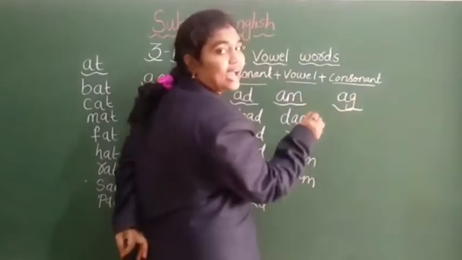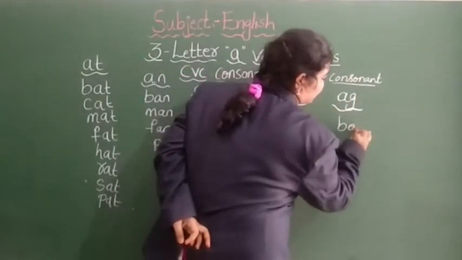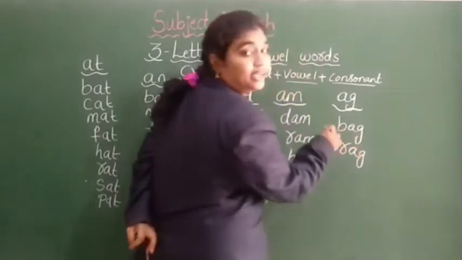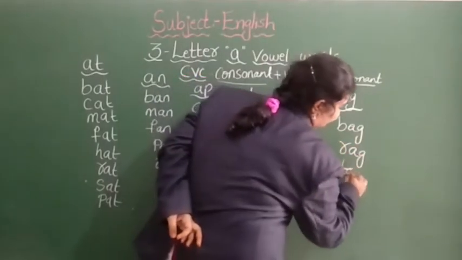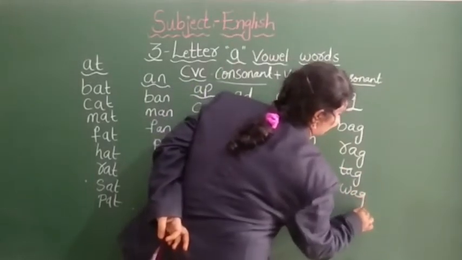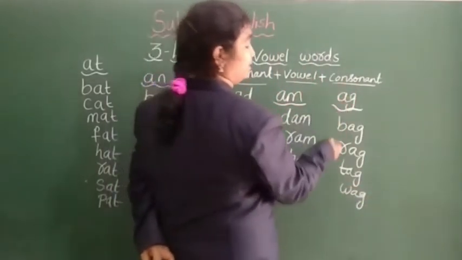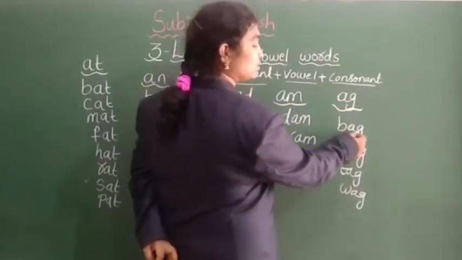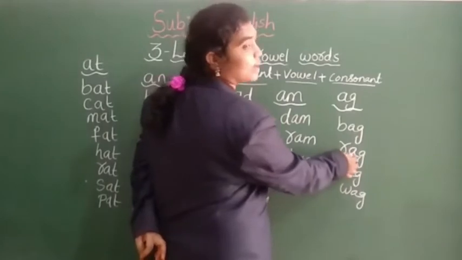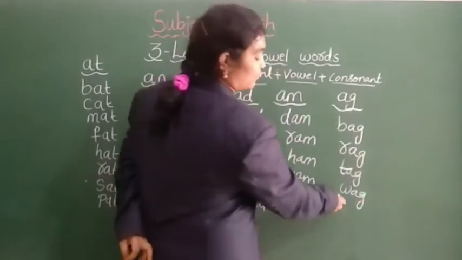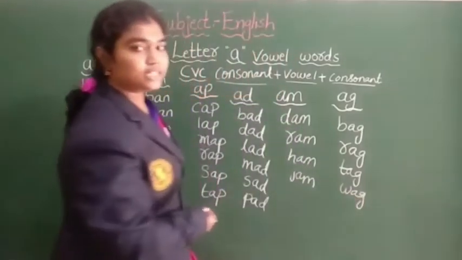A, G, ag. B, A, G, bag. R, A, G, rag. T, A, G, tag. W, A, G, wag. In the phonetic way, see Nana. B, A, G, bag. R, A, G, rag. T, A, G, tag. W, A, G, wag. Is it okay, children?